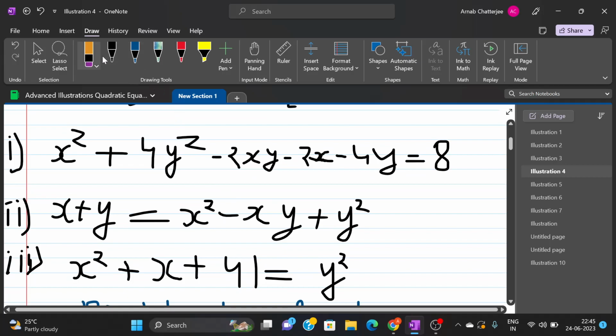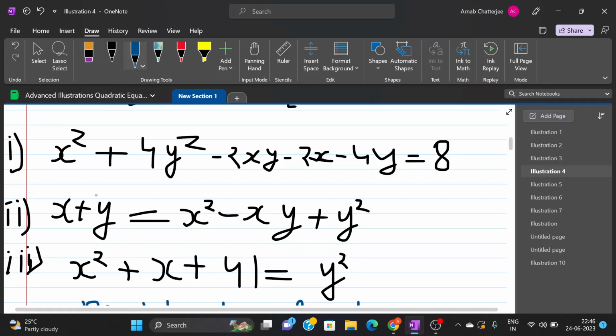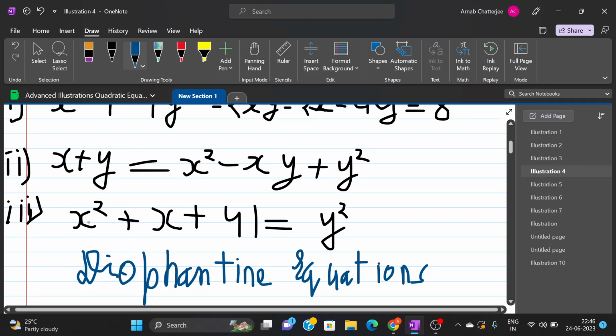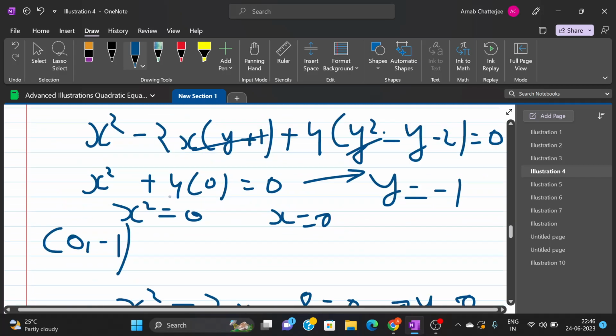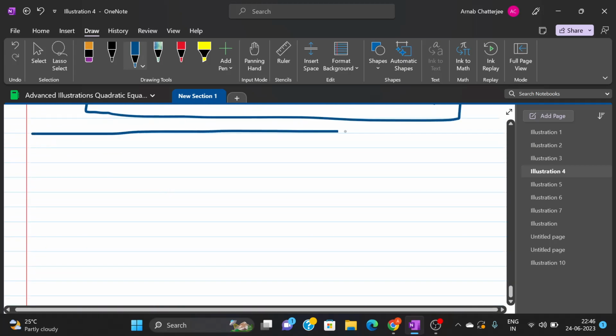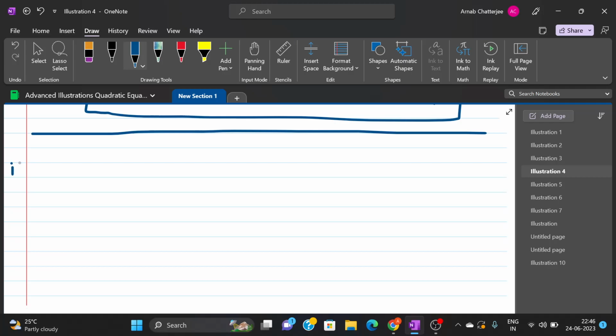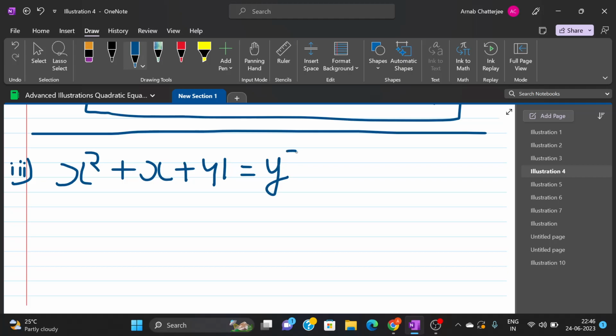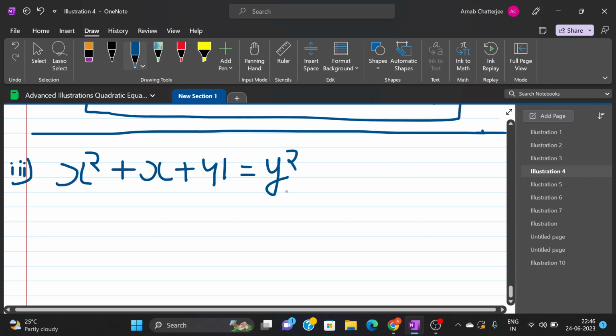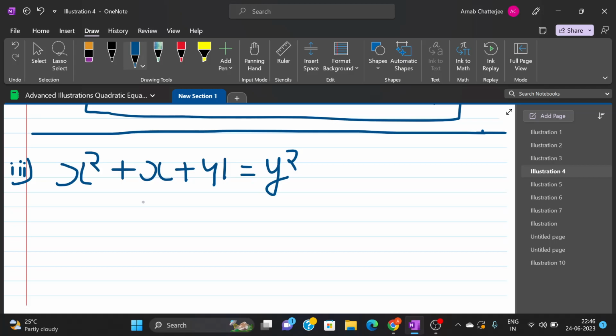Now part 2, I leave it as an exercise for you viewers because it is pretty similar to part 1, nothing different. I will discuss with you now part 3 because it has something more interesting. Let's see what it says. Part 3 is x square plus x plus 41 is a perfect square, y square. So in English it translates to: find all integer x such that x square plus x plus 41 is a perfect square.